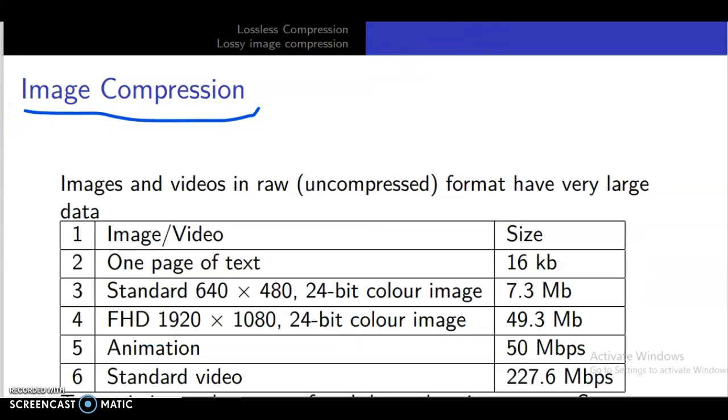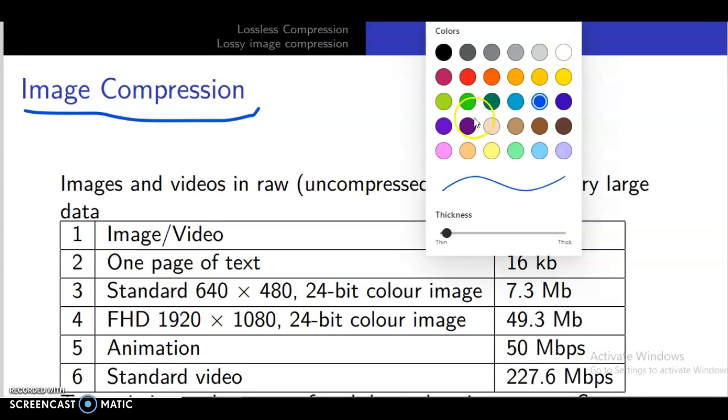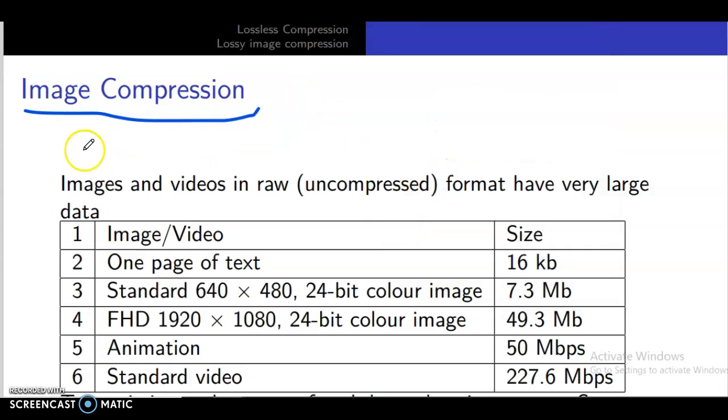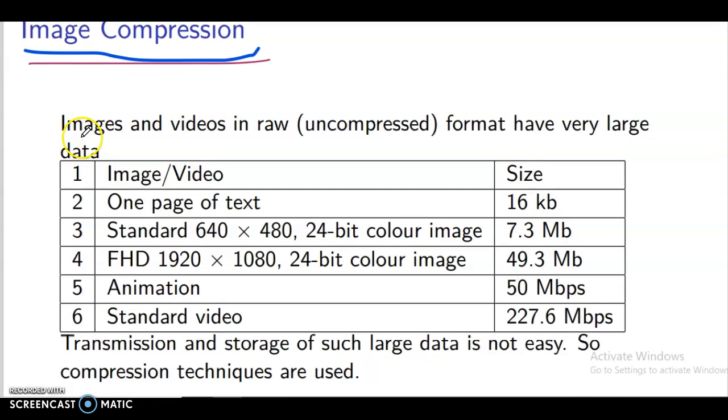Image compression. I will say another example. Image compression. Images and videos in raw, uncompressed format have very large data. Image and video size.